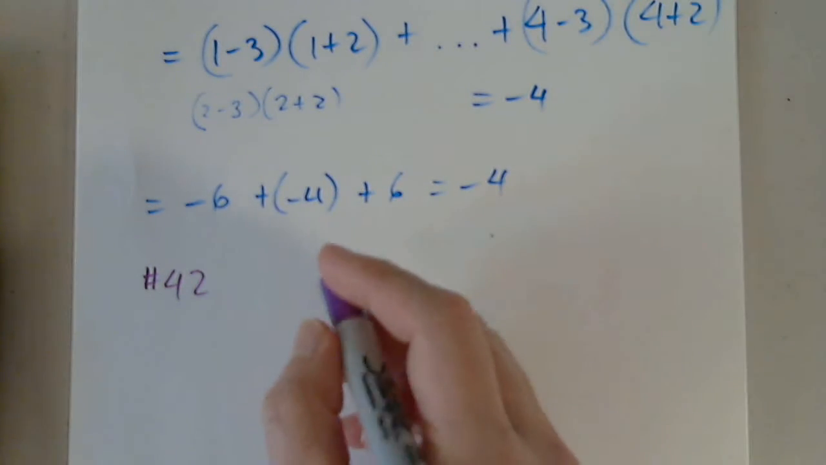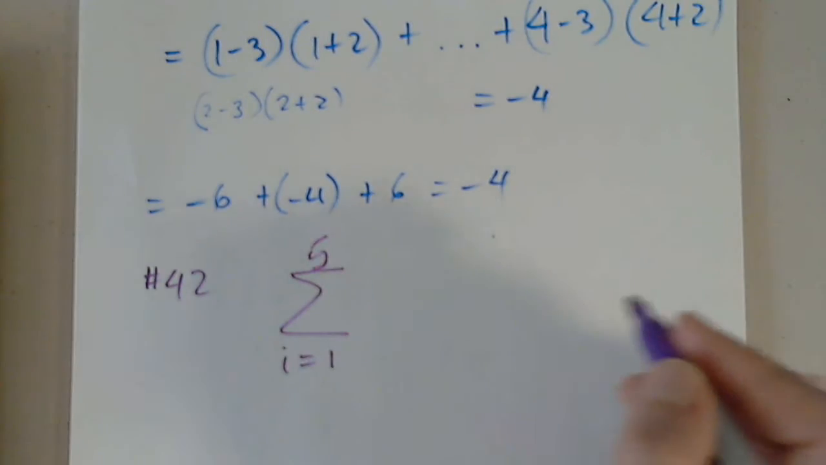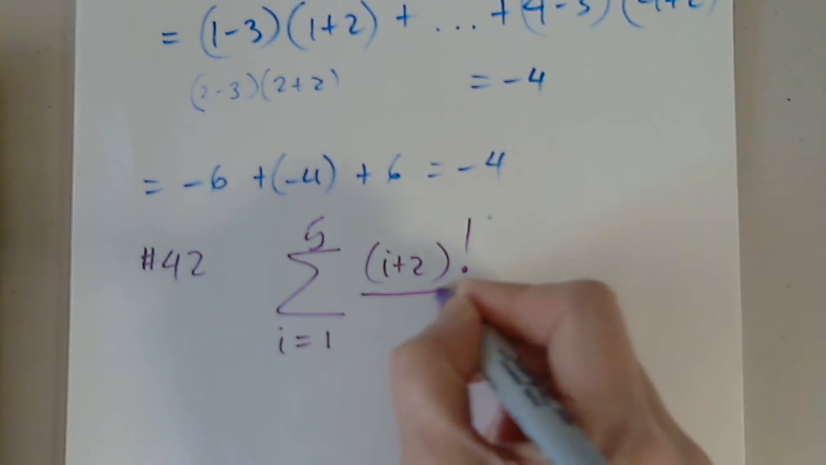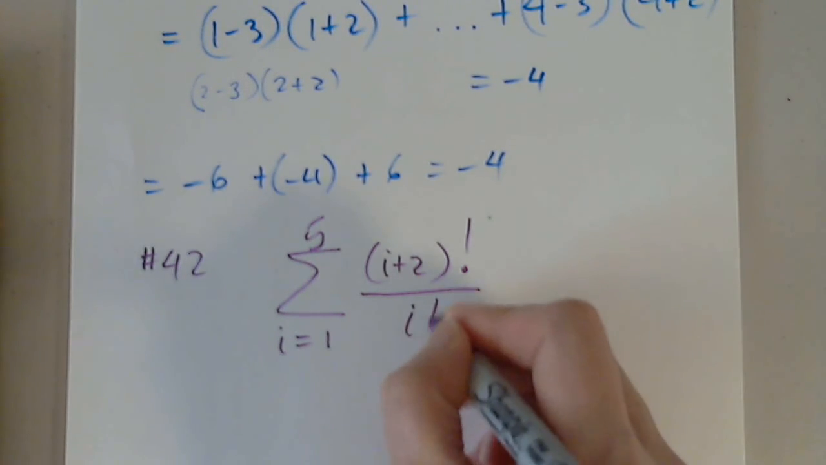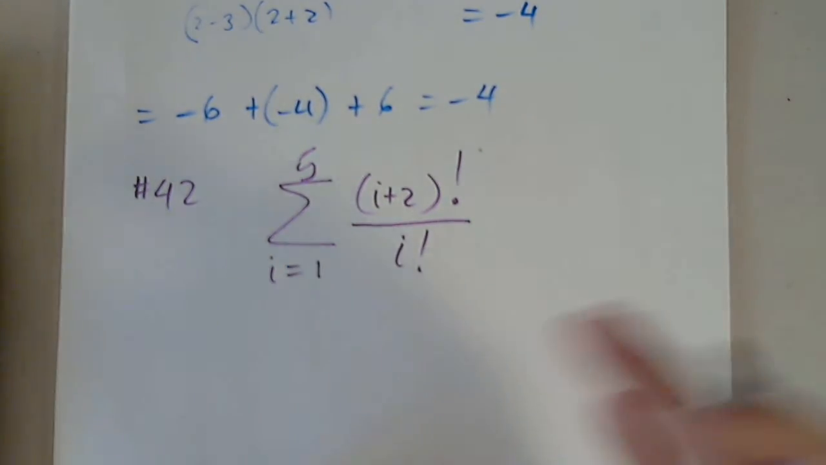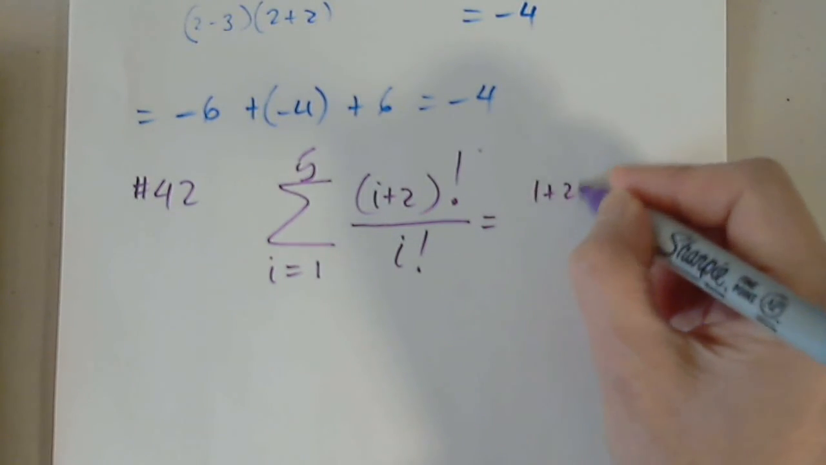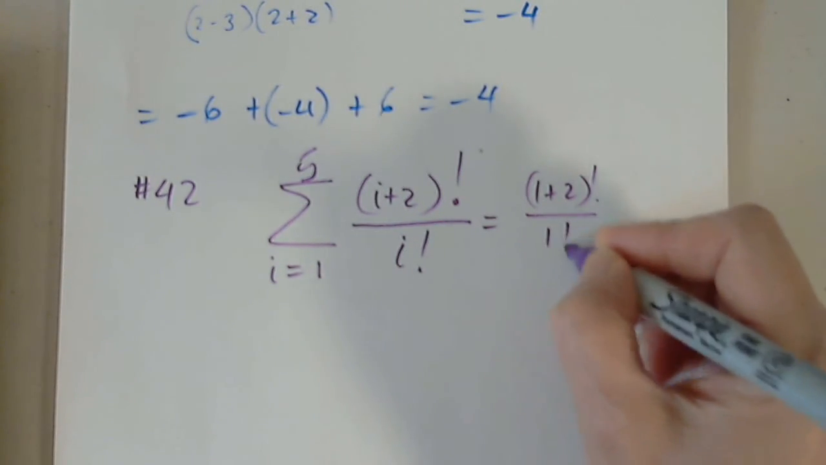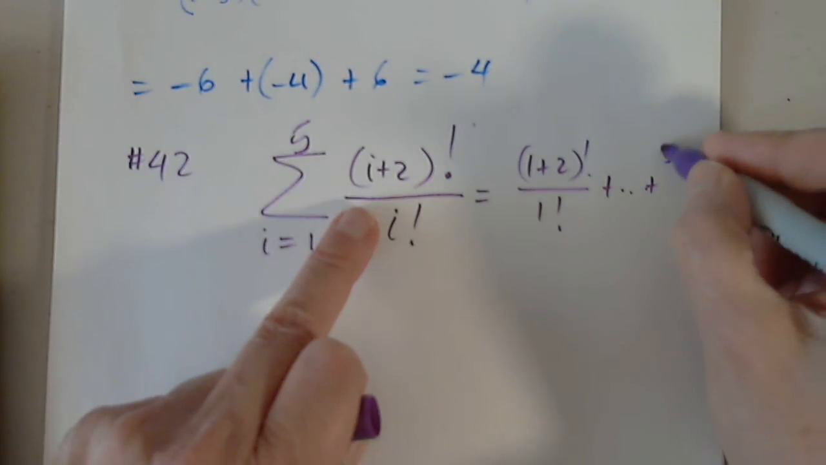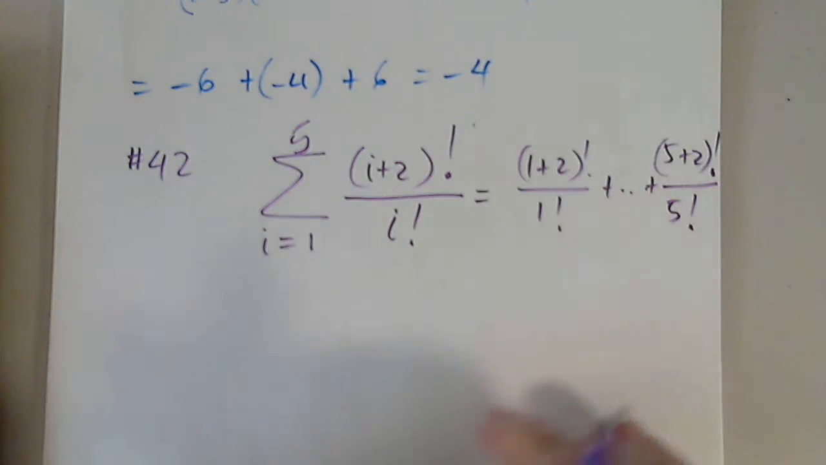Let's look at 42. We have the sum from i equals 1 through 5 of (i plus 2) factorial divided by i factorial. Can I put it like this in the graphing calculator? Yes. Let's at least list the first and the last one. When i is 1, I have (1 plus 2) factorial over 1 factorial, and the last one will be (5 plus 2) factorial divided by 5 factorial.